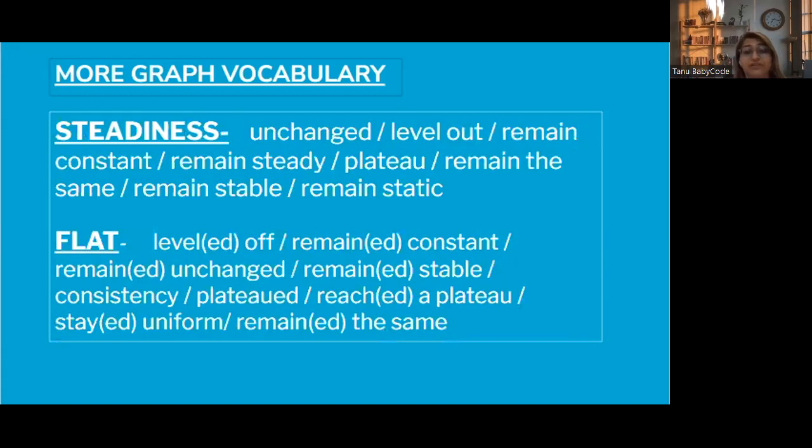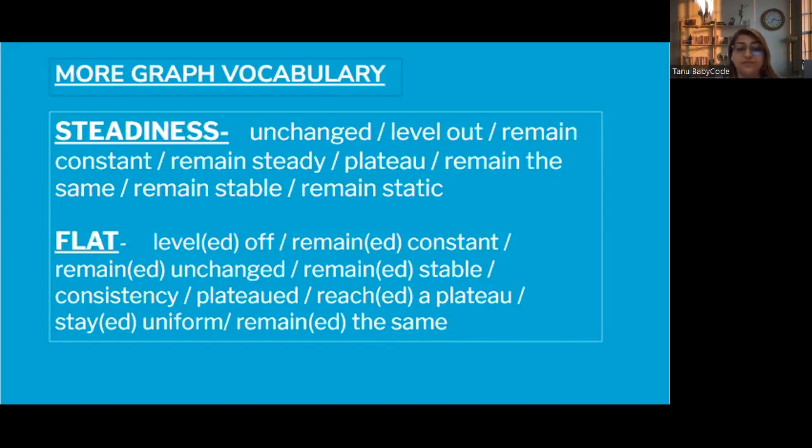More graph related. When you have a steady change, that means not much change: unchanged, remain constant, remain steady, level out, plateau, remain the same, remain stable, and remain static. So you can use this vocabulary for steadiness.